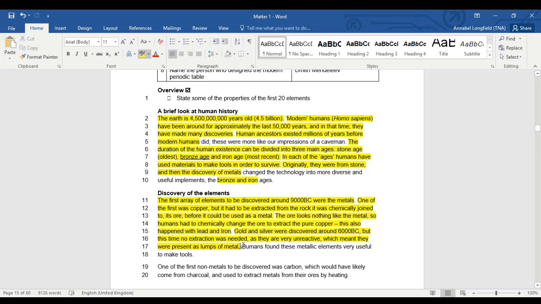They were not found in ores like lead, iron and copper were. And obviously humans then found these elements very useful for making tools. So metal became the most commonly used material because they had lots of uses for them.